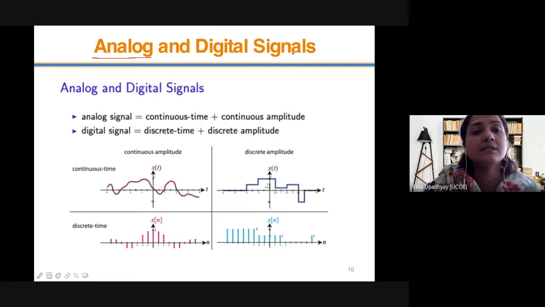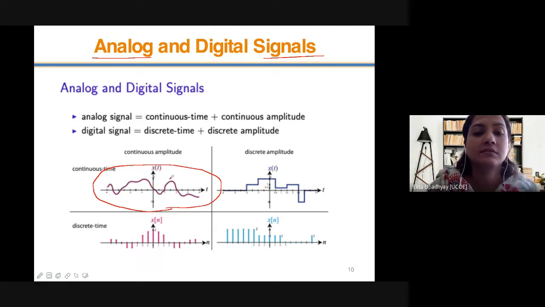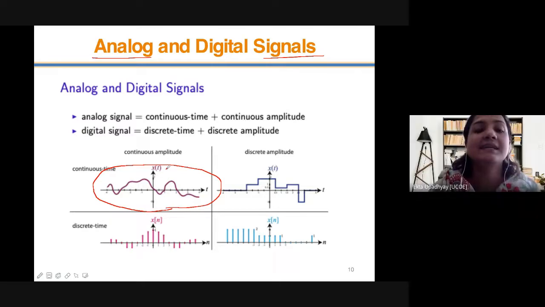What is an analog signal? Is this one, the left one, analog? Yes, ma'am. Okay. Why am I saying this is analog? Because the waves are not consistent. How am I saying that this is consistent and this is not consistent? Because it is continuous in time and it is continuous in amplitude.